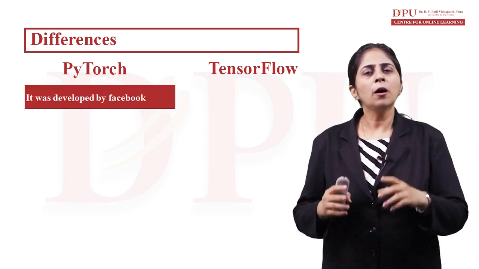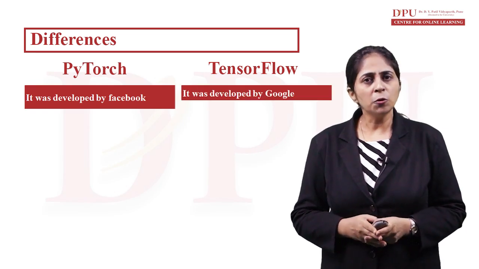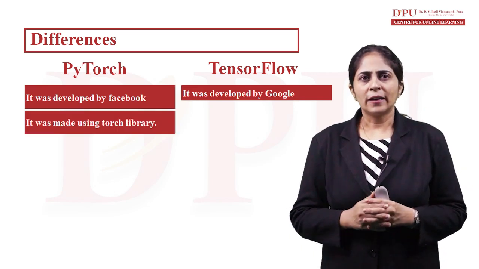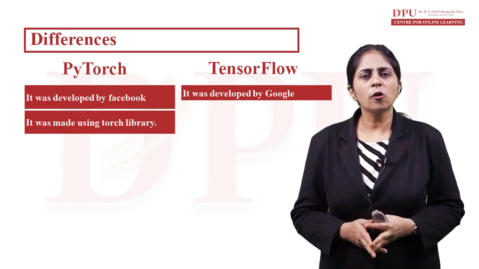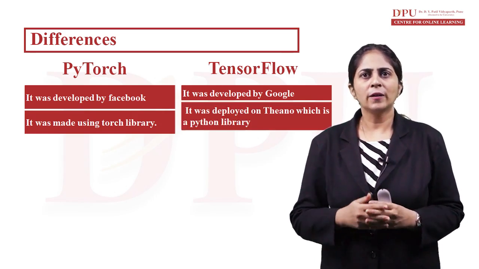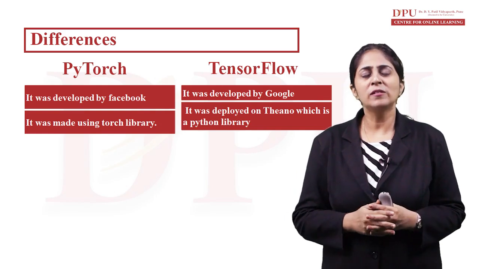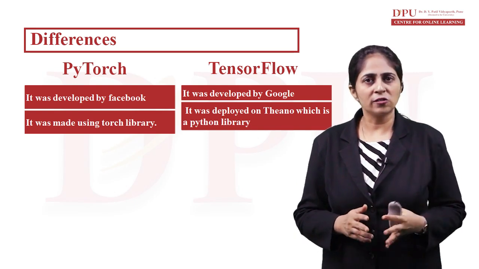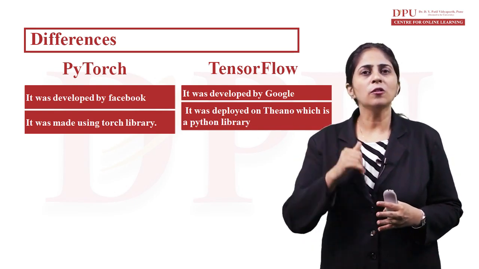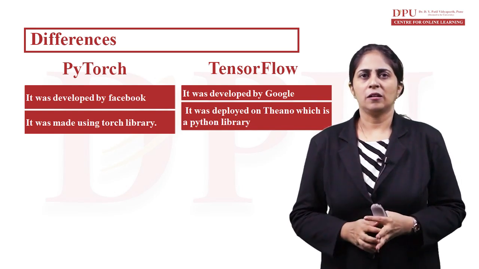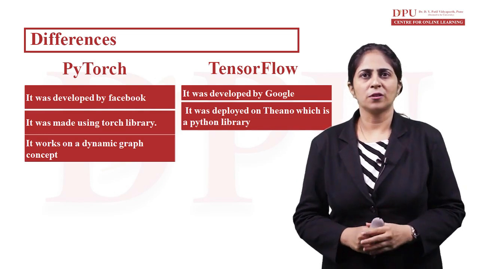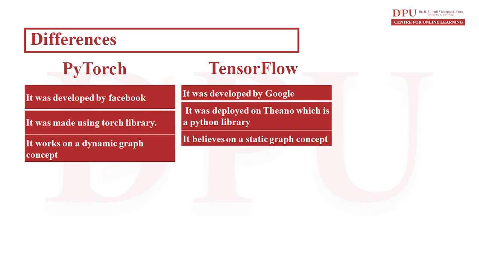PyTorch is developed by Facebook. TensorFlow is developed by Google. PyTorch was made using the Torch library. TensorFlow was deployed on Theano, which is a Python library. So PyTorch makes use of the Torch library, and TensorFlow makes use of the Python library. PyTorch works on the dynamic graph concept. TensorFlow believes in the static graph concept.